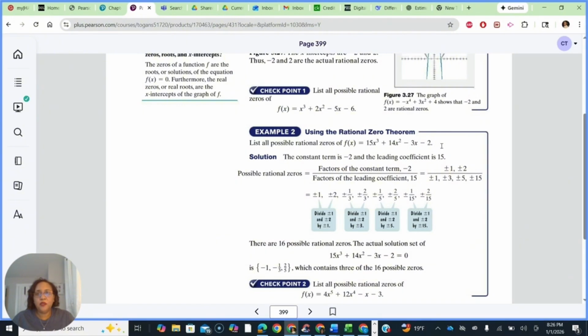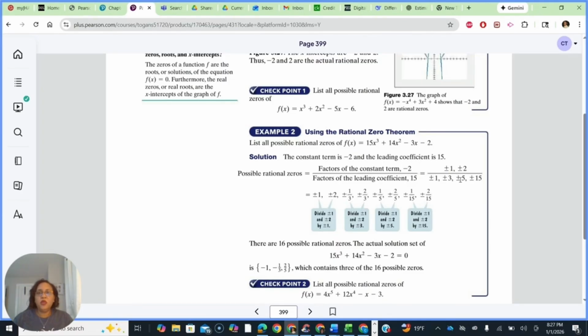So for this one, it's -2 and 15. So the factors of -2 are ±1 and ±2. And then for 15, you have to do all the factors of that. And then you have to do each one individually. So of course, if you do ±1 over ±1, you're going to get ±1. And then you do ±1 over 3, which is here. Sometimes because of the order, you get a little confused. But if you just do them one at a time, kind of the way that they have it listed here, ±1 over the first one, ±1 over the second one, and that's where the ±1/3 comes from.